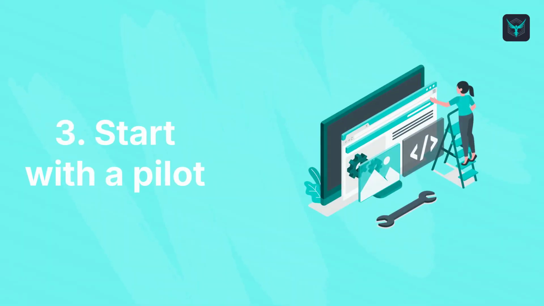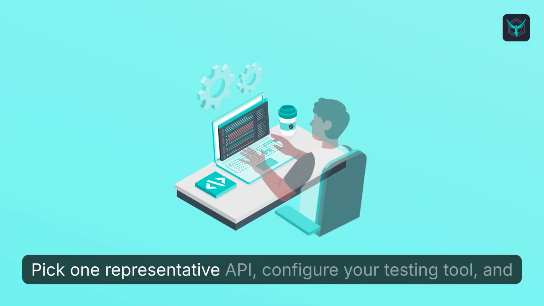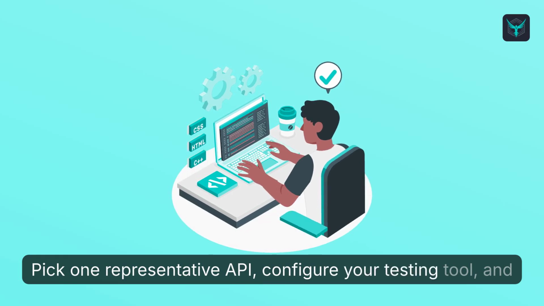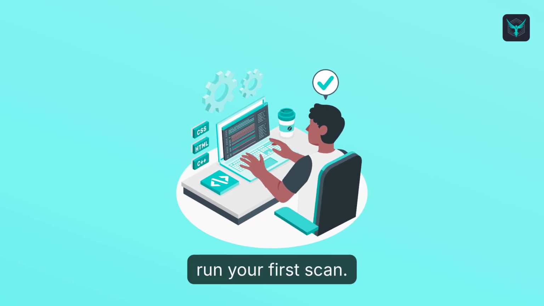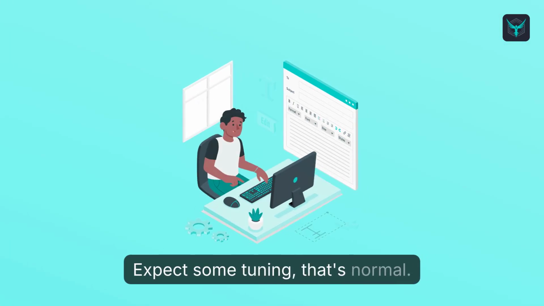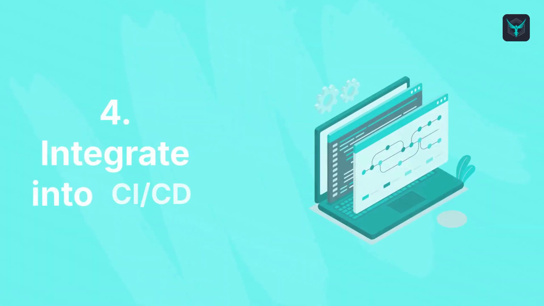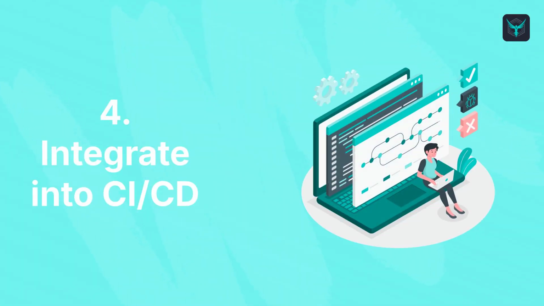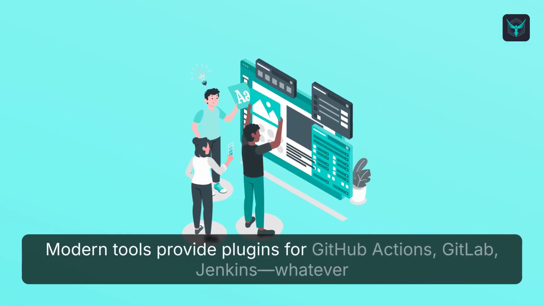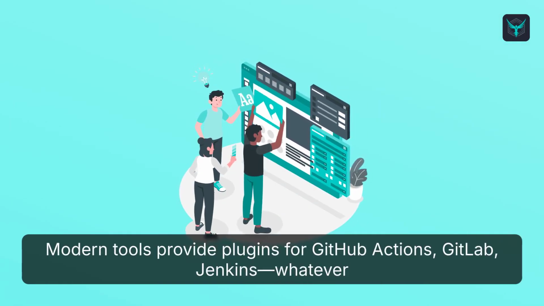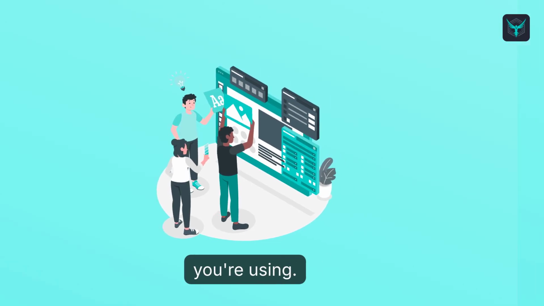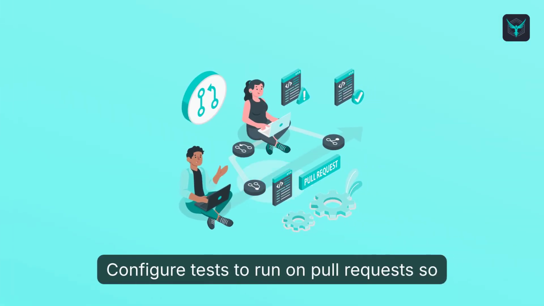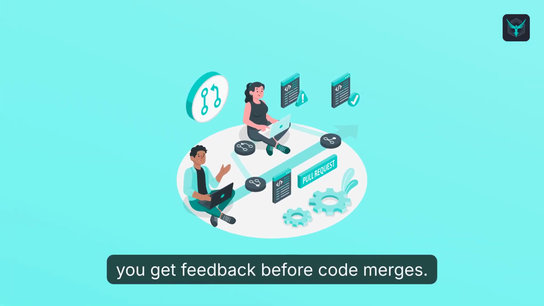Third, start with a pilot. Pick one representative API, configure your testing tool, and run your first scan. Expect some tuning, that's normal. Then integrate into CI/CD. Modern tools provide plugins for GitHub Actions, GitLab, Jenkins, whatever you're using. Configure tests to run on pull requests so you get feedback before code merges.